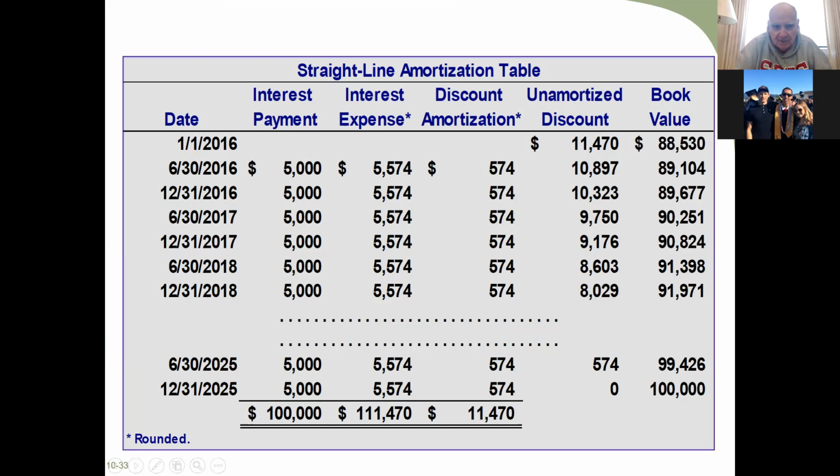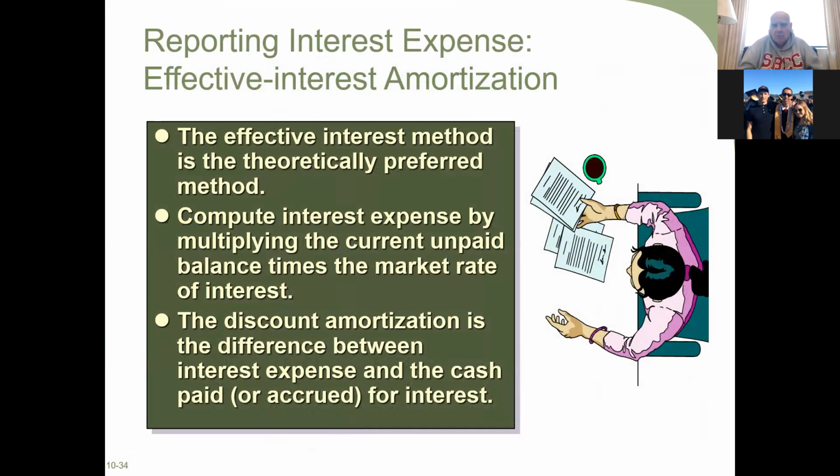So let's see what we got here. Now we're going into a totally different method. Totally different. But this is the preferred method. I don't think many companies use straight line amortization in this world of powerful personal computers. Straight line's easier, huh? Here, the effective interest method's the one I'm really going to teach the pants off and make sure you guys get a good clue on this.